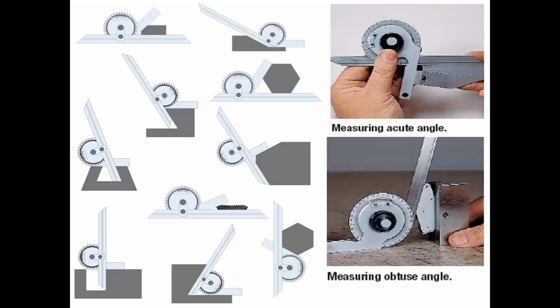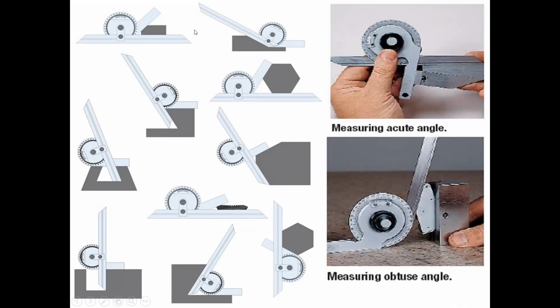Next, if you observe this slide, here a number of pictures are there. You can use this bevel protractor for different applications. This bevel angle can be measured here. This obtuse angle can be measured by using this one. In all the cases, observe clearly the work part is placed between the movable blade and the base plate.